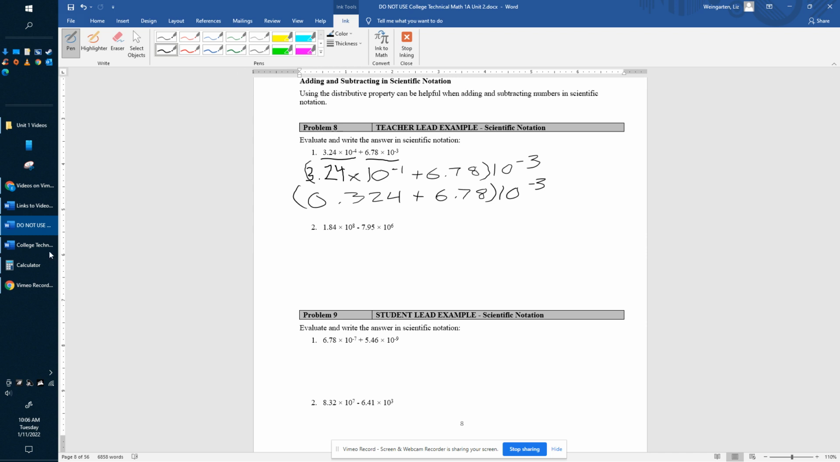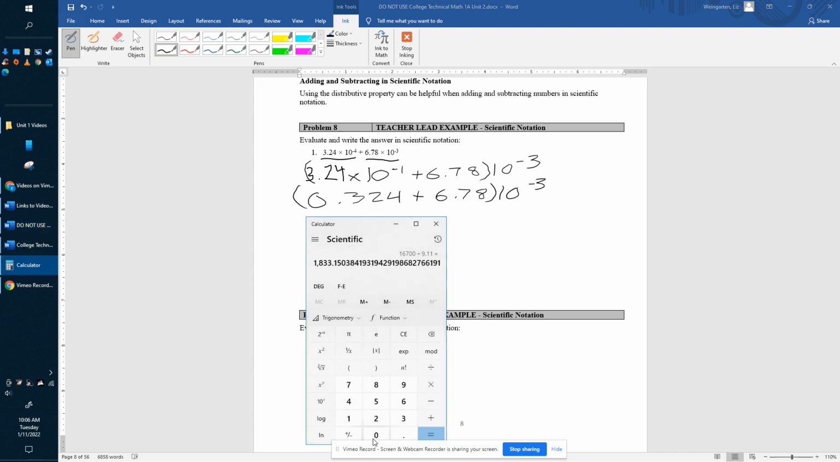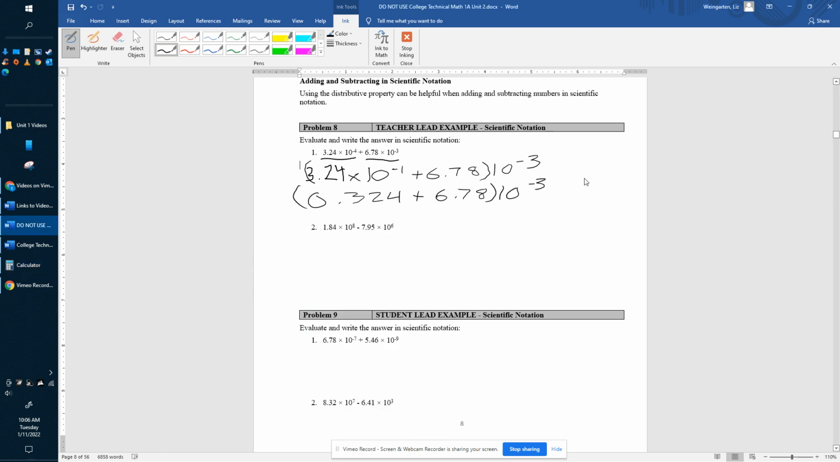So at this point, we can pull out our calculator and take 0.324, add it to 6.78, and it equals 7.104. So we will have 7.104 times 10 to the negative third.